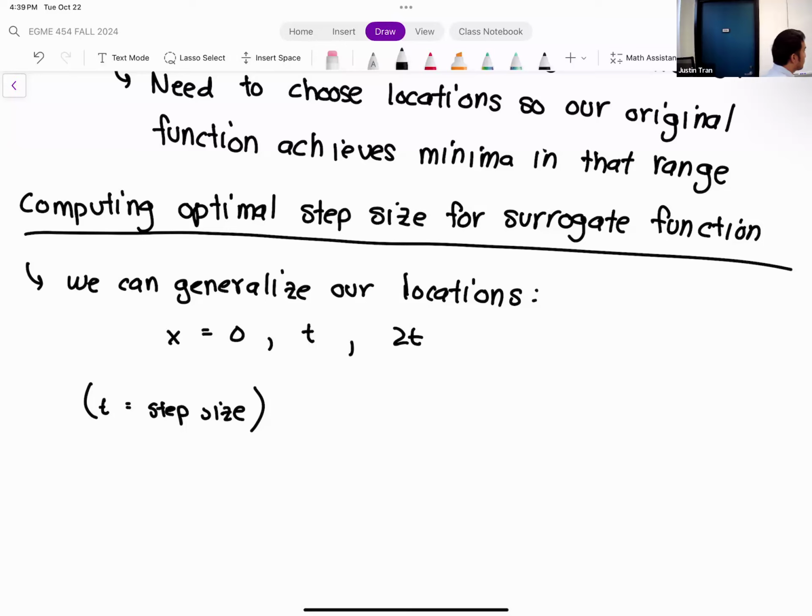Okay. So how do we choose the t for a given objective function? Let's take ourselves away from the previous example and imagine that we're taking a generic objective function. How do we choose that t so that our minimum or maximum occurs within this range?